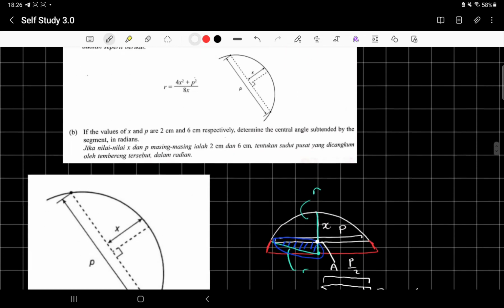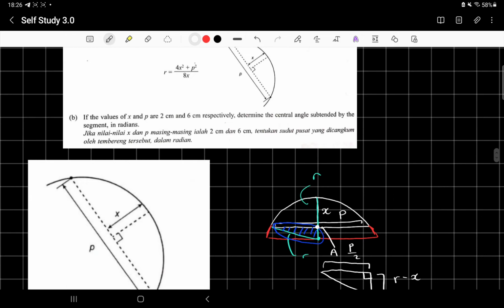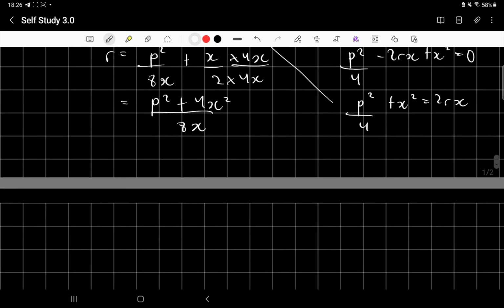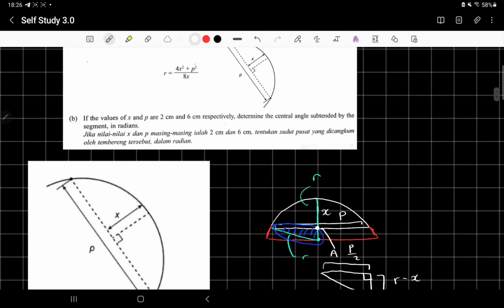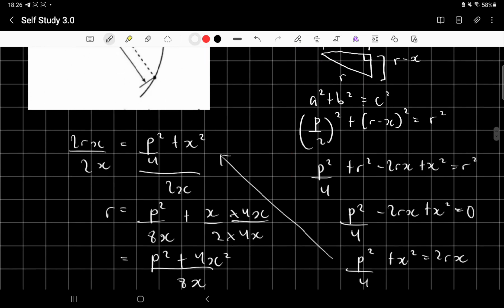Now, the second question asks if the values of x and p are 2 centimeters and 6 centimeters respectively, meaning that x should be 2 and p should be 6. So basically, our second question asks if x is 2 centimeters and p is 6 centimeters, determine the central angle subtended by the segment in radians.